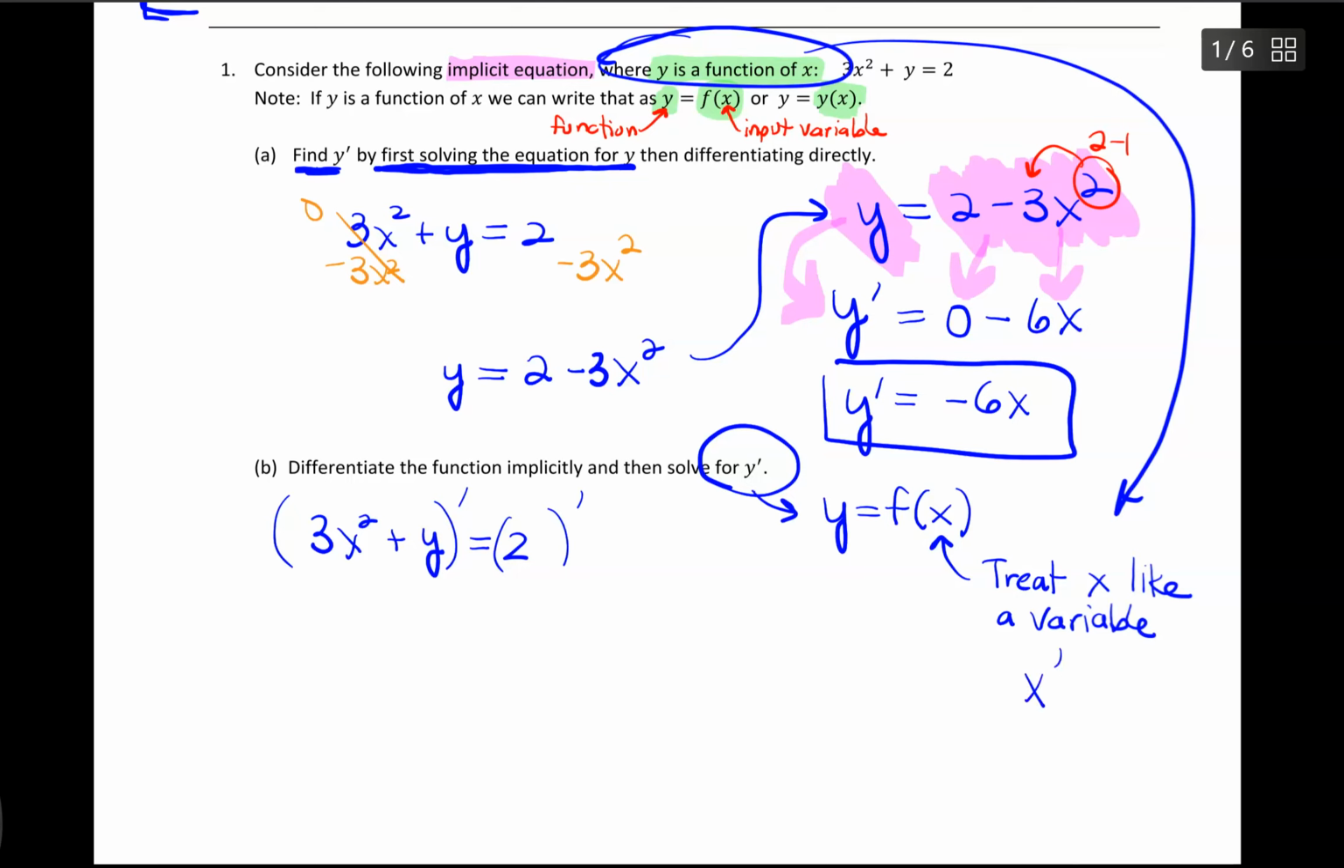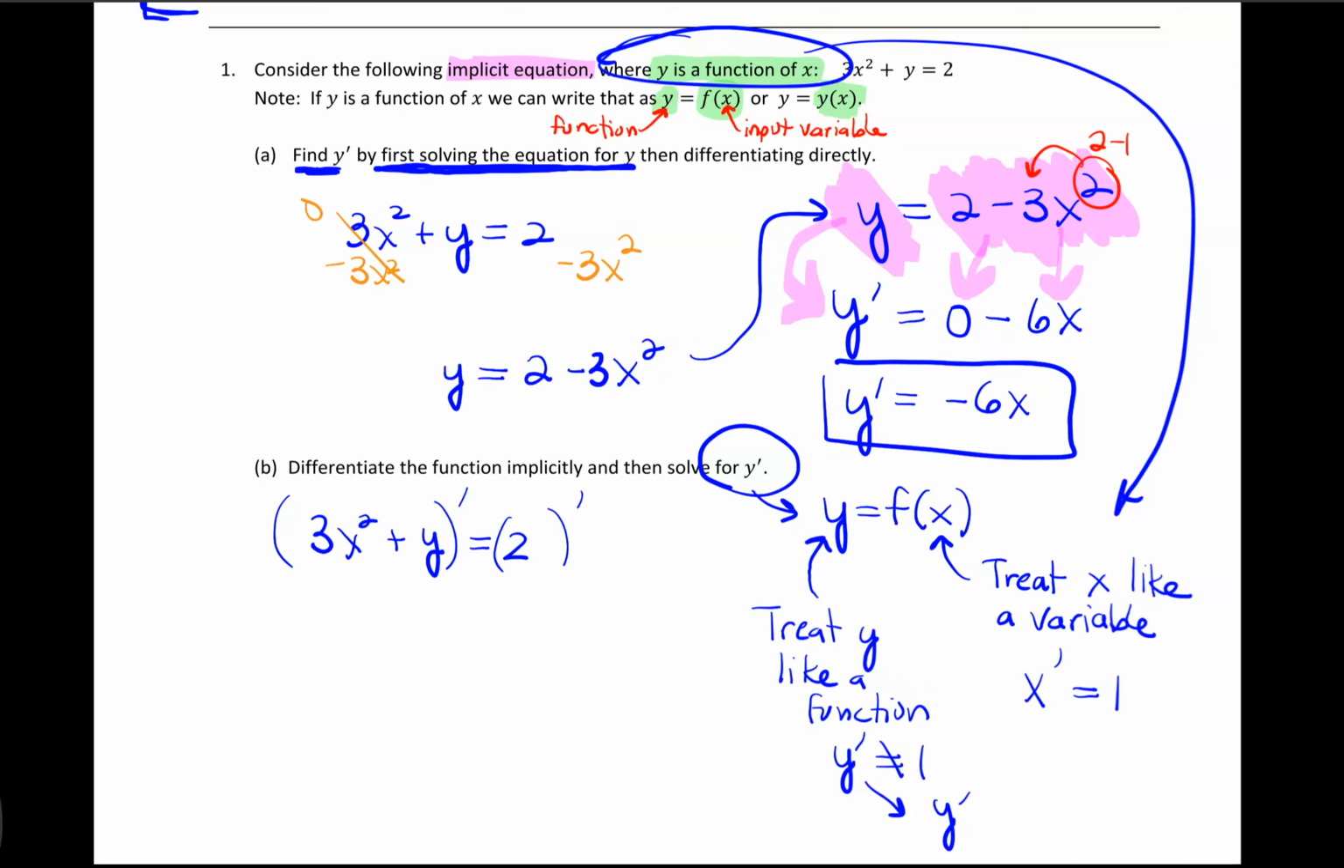That means if I take the derivative of plain old x, what's the derivative of a plain old x? It's just a 1, right? But I'm going to treat y like a function. That means when I take the derivative of y, it's not a plain 1. I'm just going to write y prime when I take the derivative of y. It's not 1. I don't know what it is, but it's not 1 because it's not a plain old variable. Y is not acting like a variable here. It's a function. It's just implicitly written.